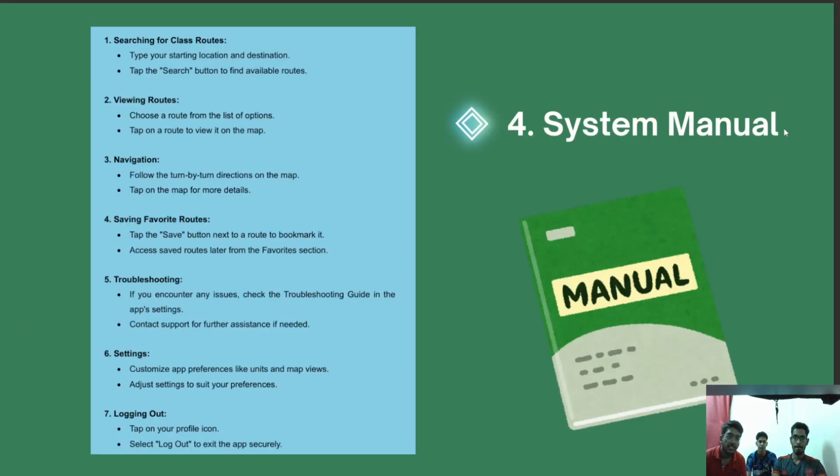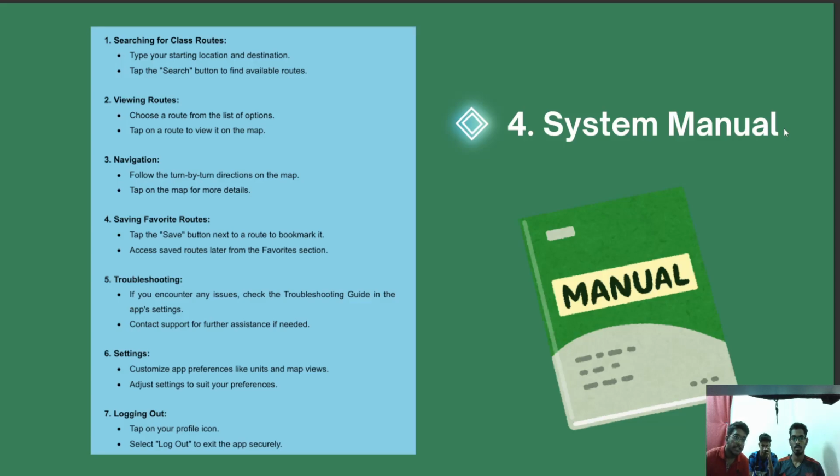And the last one is the system manual. So the first system manual is searching for class routes. Type your starting location and destination. Tap the search button to find available routes. And the second one is viewing routes. Choose a route from the list of options and tap on the route to view it on the map.